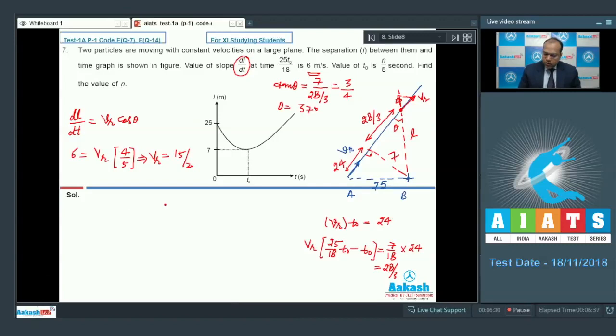Substituting the value of Vr, 15 by 2 into t naught, and t naught is n by 5, is equal to 24. On solving this, we get 3. The value of n comes out to be 60. So the correct answer for question number 7 is 60. Let's move to question number 8.